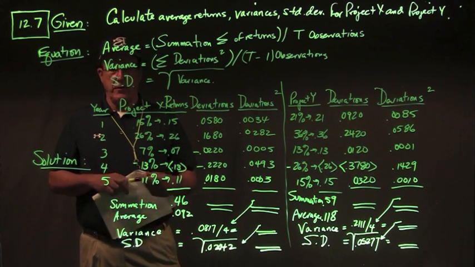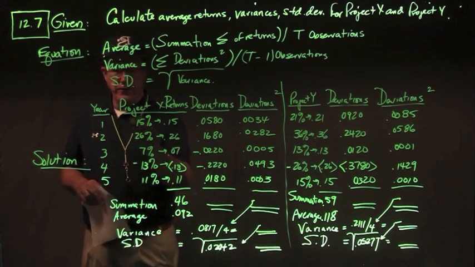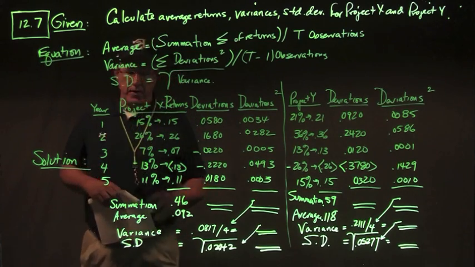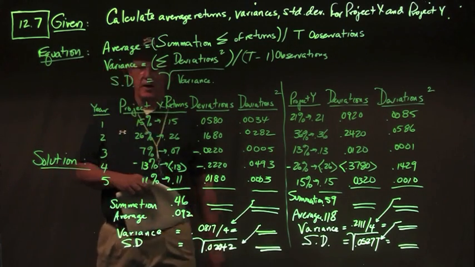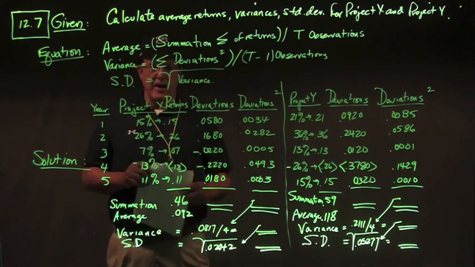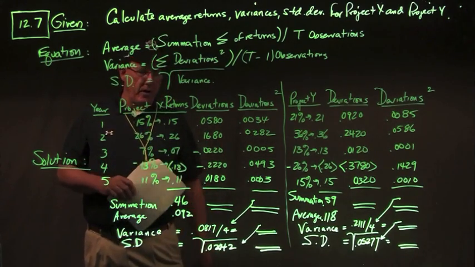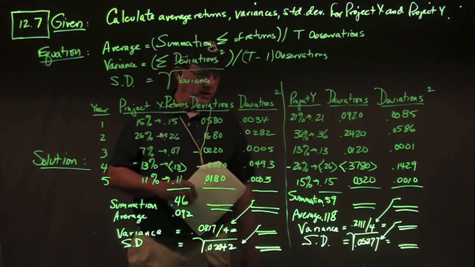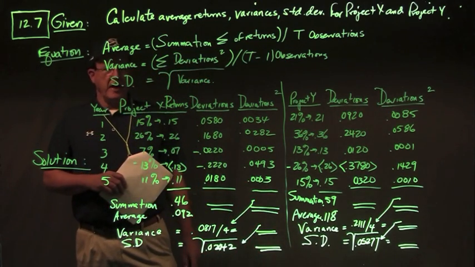Let's do Project X first. You have 5 returns: 15%, 26%, 7%, minus 13%, and 11%. What is the variance and standard deviation of these, and what's the measure of the volatility, and which of the projects is more volatile, Project X or Project Y?